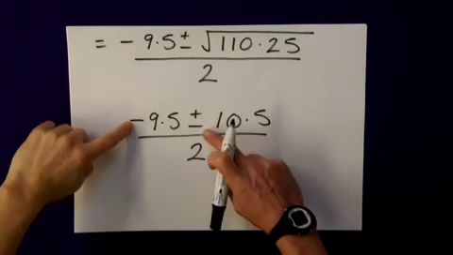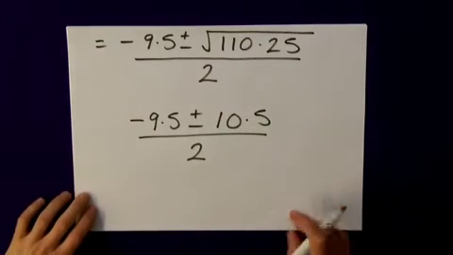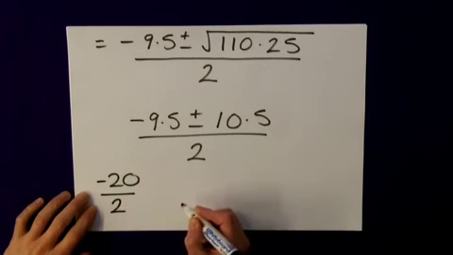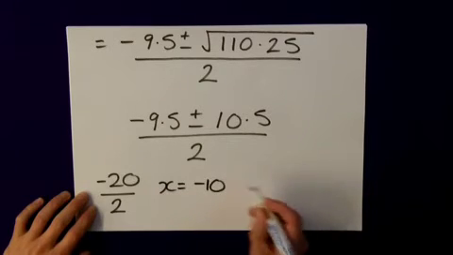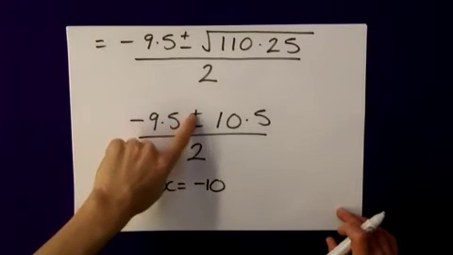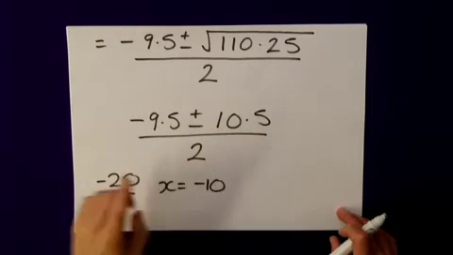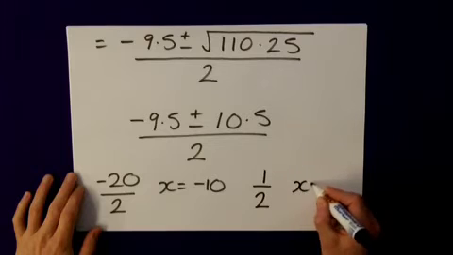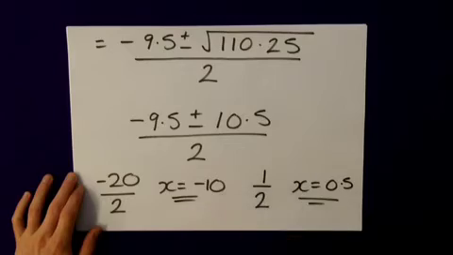Let's consider it as minus first of all. So minus 9.5 minus 10.5 is going to give me minus 20, all over 2. So that's going to give me a value of x which is equal to minus 10. That's my first value. If I now consider this as positive, the plus part, minus 9.5 plus the 10.5 actually gives me 1. So that would give me 1 over 2, giving a value x is equal to 0.5. And those are my two values of x.